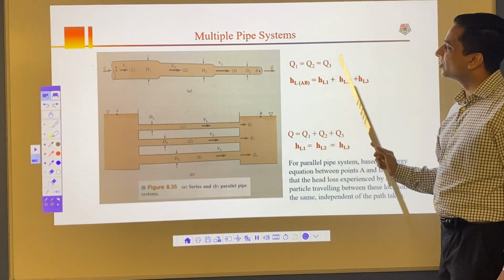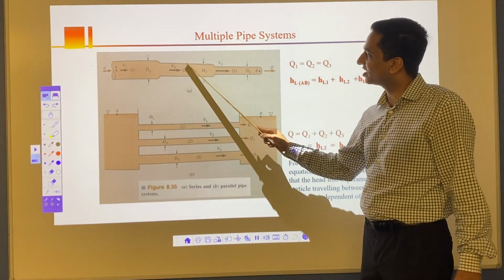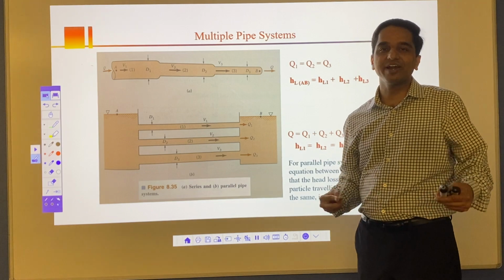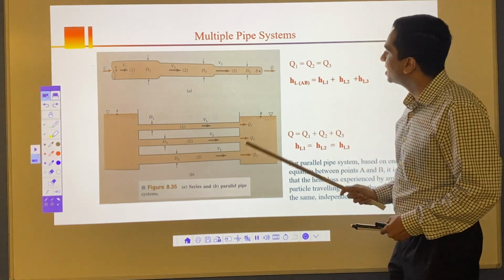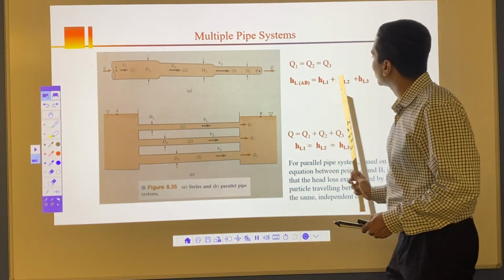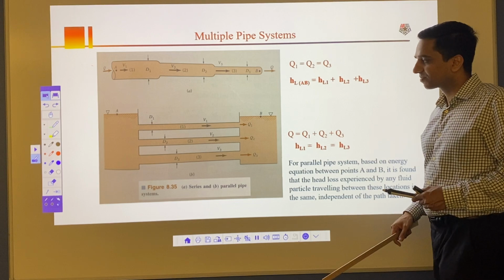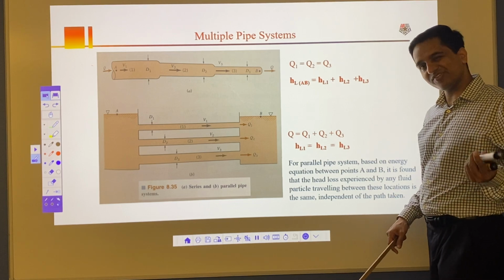When it comes to head loss HLAB, we add the head loss here, that's friction loss, head loss here, head loss here. We are going to add these losses all together. And then I get HL from A to B as HL1 plus HL2 plus HL3. That's for series arrangement. But when it comes to parallel arrangement, it's exactly opposite.